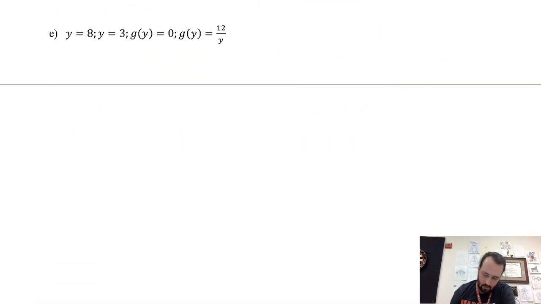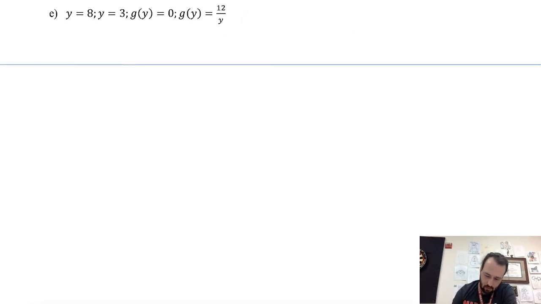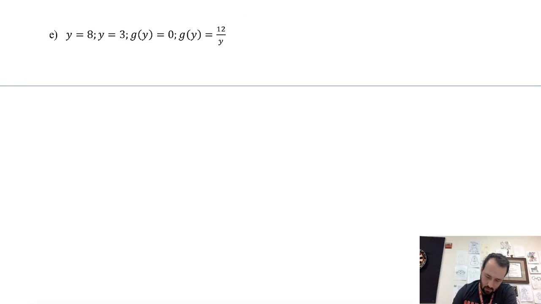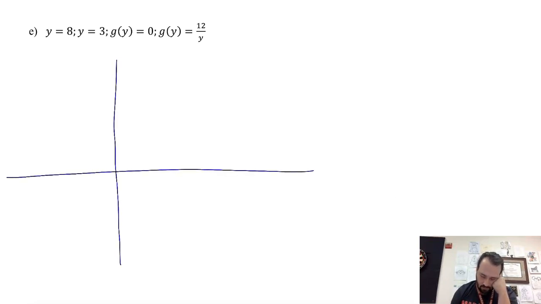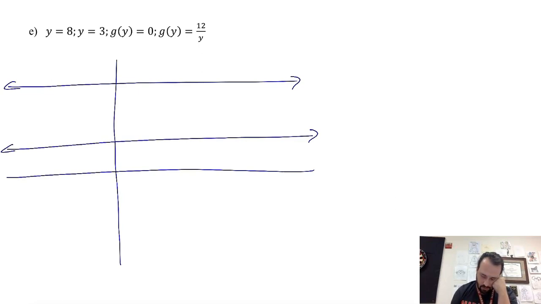Okay, last one. I'm going to, can I copy this somehow? Paste. Cool. All right, I just don't like that bar, it annoys me. Okay, so with this one, I have a lot going on. There are a lot of functions, so let's see if we can draw this out. So y equals 8 is right here, y equals 3 is right here, y equals 0, y equals 3, and y equals 8. Then I also have g of y equals 0, right? So this is really just x equals 0.